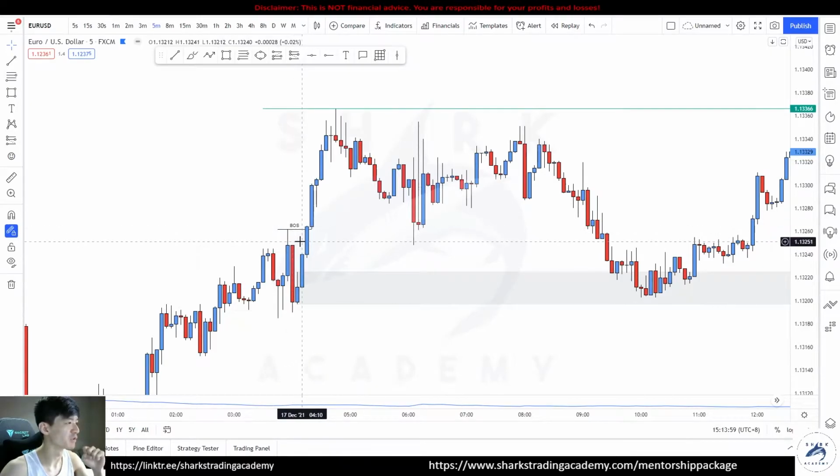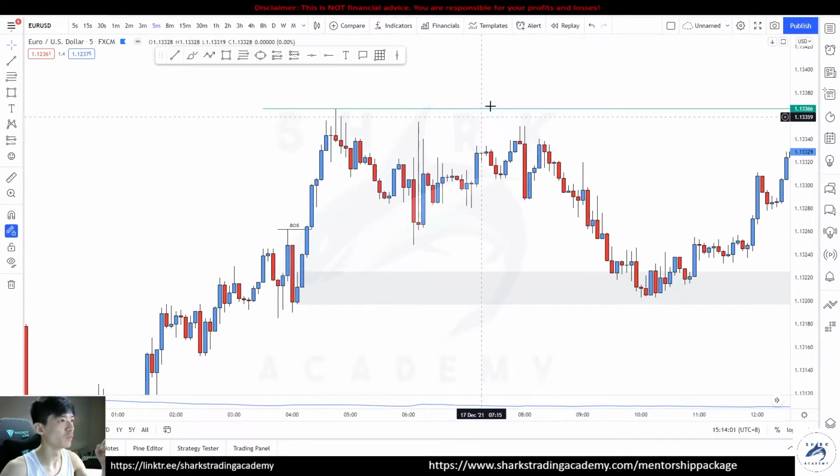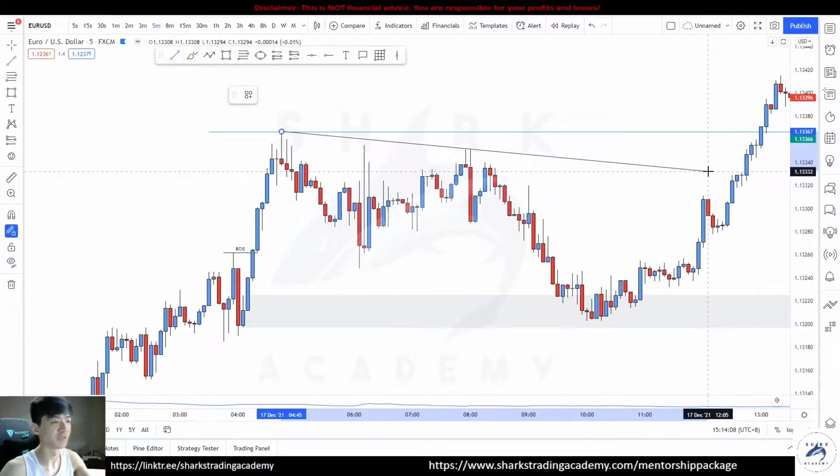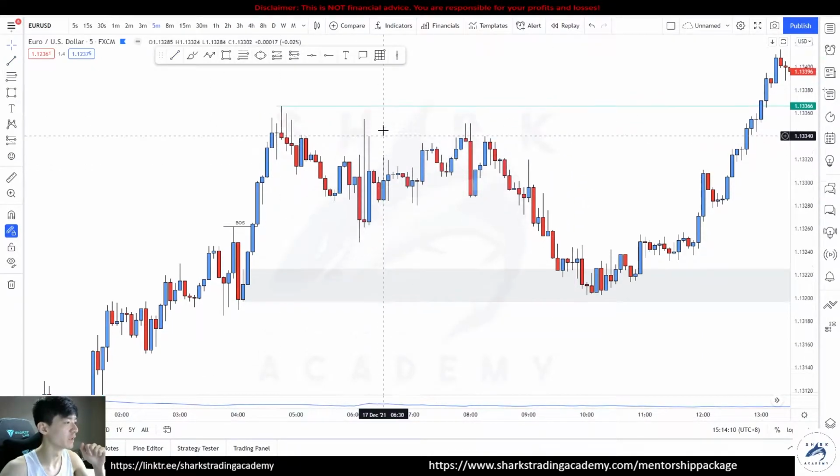This is the breakout structure. This is the demand zone. So now what does it leave behind over here? Liquidity highs. Highs and trend lines. You can draw it over here, or this doesn't really matter. We are looking for the high over here, right?